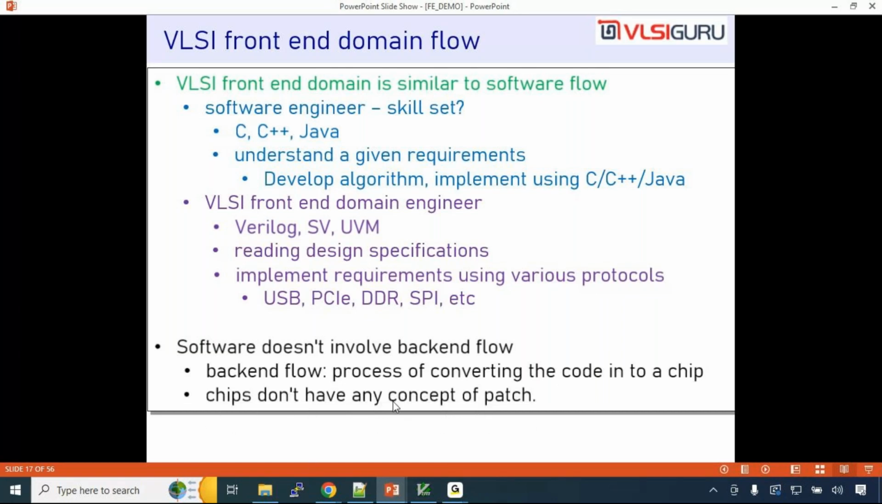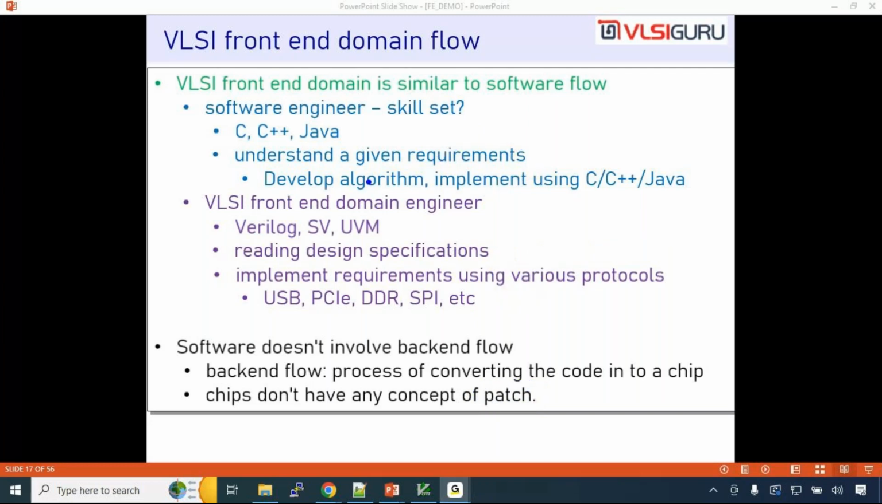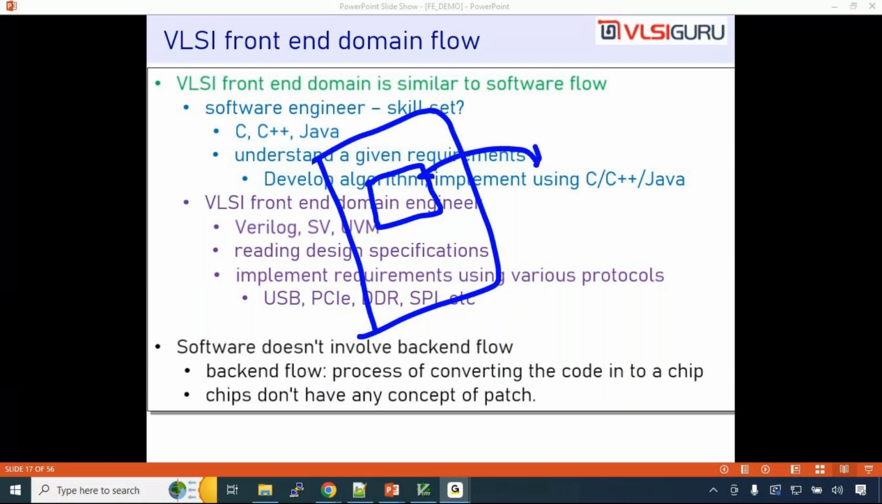Chips don't have any concept of patch. What is meant by patch is, you develop some software and some bug is there. You're using it, and some bug is there inside that. What do companies do? They will release a patch so that the software bug can be fixed. In chips, there is no patch. There is no patch means once you manufacture a chip and it goes into a mobile phone, you cannot take it out, fix it, and put it back. Once there is a bug in the chip, it is all gone, wasted.